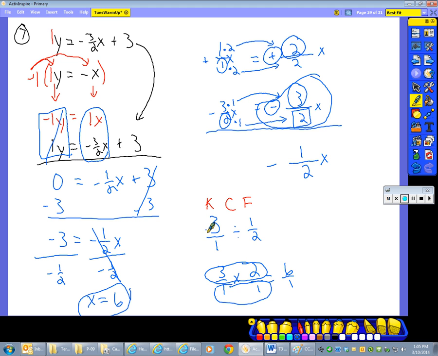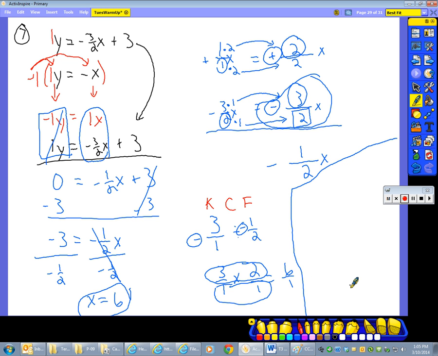And the reason why is this was a negative 3 over 1, and that's a negative 1/2. When you divide a negative and a negative, you learn in 7th grade that that's going to equal a positive answer. Alright, so I've got x equals 6. So let me mark off a little room right here, because I gotta find out what y equals.